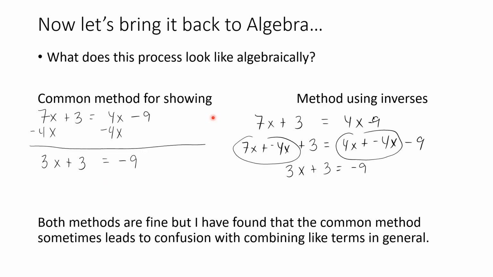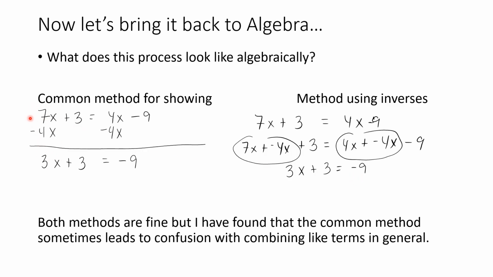Here's the disadvantage to this. I have found that the common method sometimes leads to confusion with combining like terms in general. Combining like terms refers to adding or subtracting things that have the same variable. And so this is combining like terms, 7x plus -4x, and we combine them and we get the 3x. 4x plus -4x, we combine them and we get a 0, which is why they cancel out.